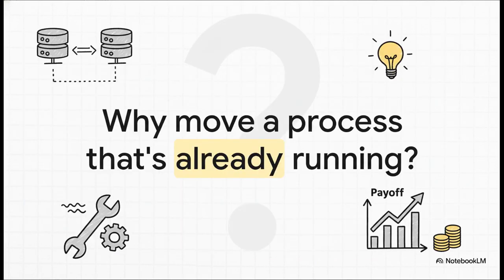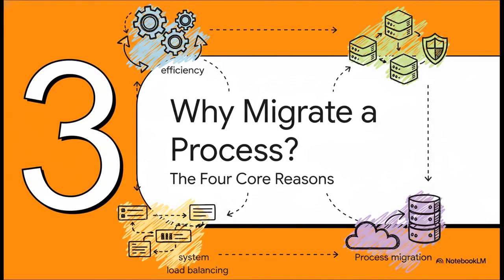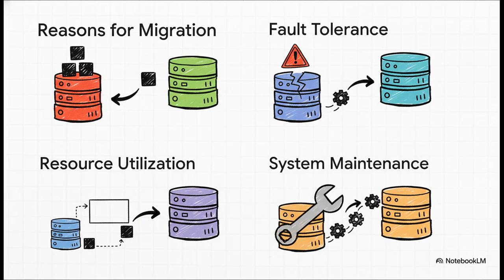And that probably gets you thinking, right? Why would you go through all that effort? I mean, moving a live, running process sounds pretty complex. What's the real payoff? Well, it turns out there are 4 main drivers behind it, and each one is focused on making the distributed system smarter, more efficient, and more robust. First up is load balancing. If one machine is getting totally swamped with work while another is just kicking back, you can move a process over to even things out.